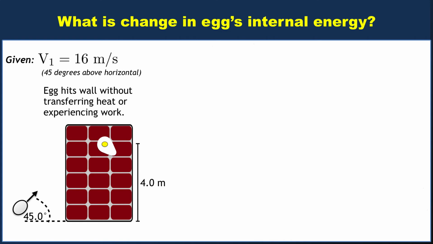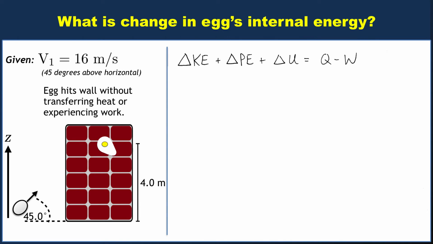Okay, let's define our z direction to be positive and get started. As usual, the statement of conservation of energy is simply that the change in total energy is Q minus W, and we just talked about how both Q and W should be 0, so the whole right-hand side of that equation will be 0. So delta KE plus delta PE plus delta U equals 0. Let's rearrange to solve for the change in internal energy.